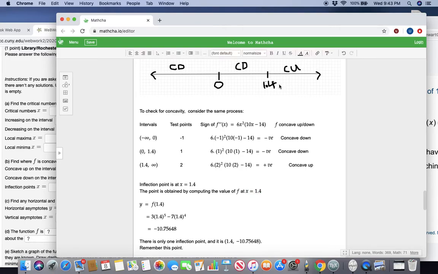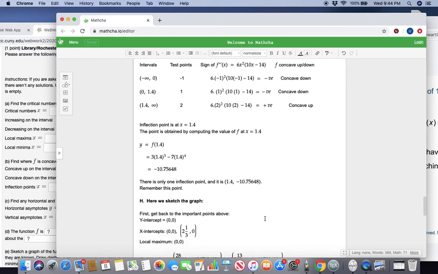So what is an inflection point? The point where concavity changes. So I plug 1.4 in my original function f to find the y coordinate. So you have only one inflection point, 1.4, comma. After you plug in, whatever you get, notice these are approximate values I have put in. Okay, this is an inflection point. You got to remember it.